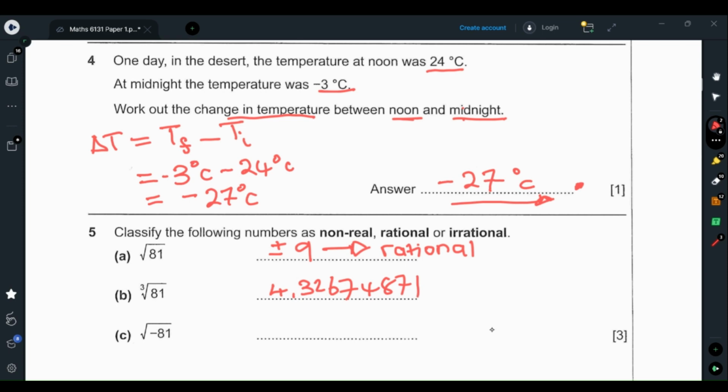And square root of 81 gives us 4.32674.871. So what we do have here is an irrational number.